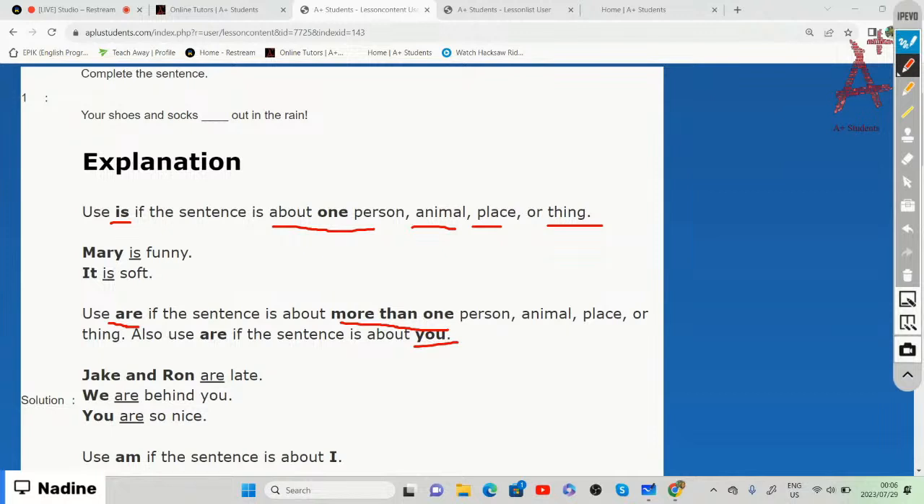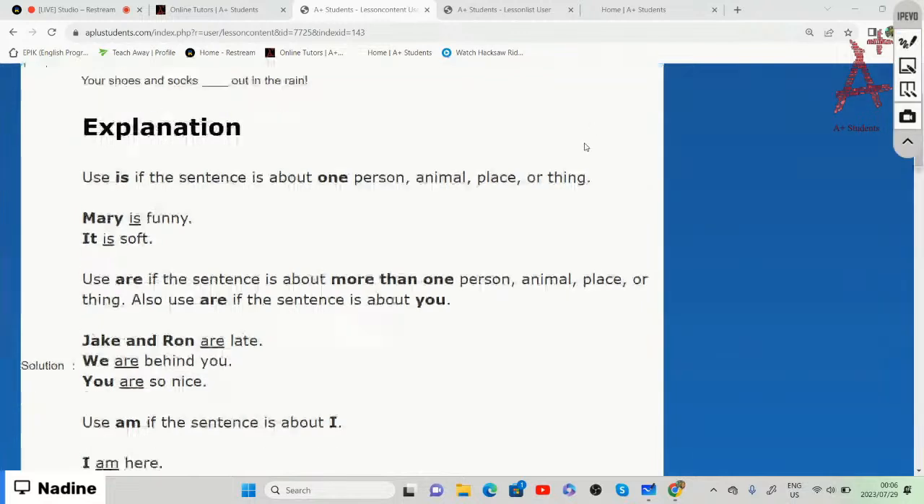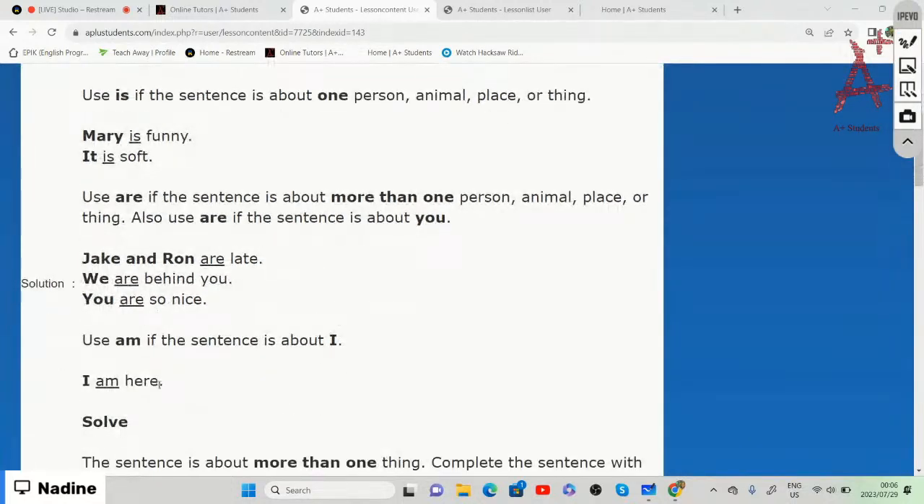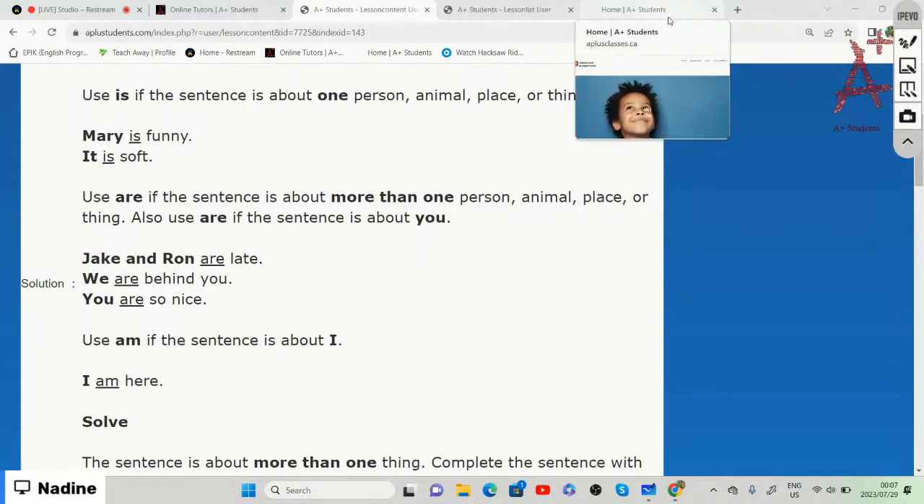All right, then we use am if the sentence is about I. For example, I am going to the shop. I am doing something, right? So that is referring to I. So we use am if the sentence is about I. I am here. I am dancing, right? So that is to be or to have so far, right?